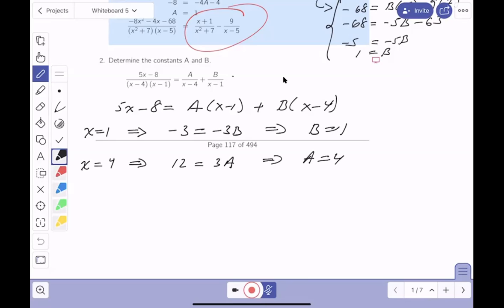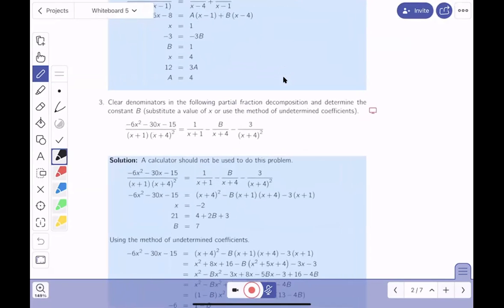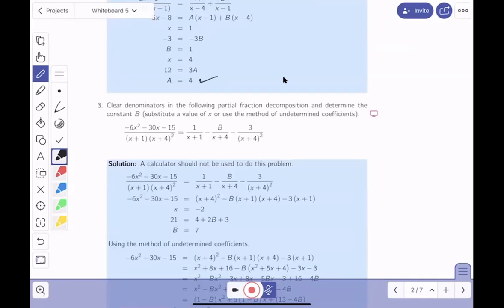So I know what a and b are, and they asked for that. I could box that, and because they did say determine a and b, well, I got a and b. If you want to know what the fraction is going to be, a is going to be 4, so 4 over x minus 4, plus b, and b is 1 over x minus 1. Let's go to the next page, and let's make sure we got 4, 1 now. All right. So a is 4 and b is 1. We did okay.